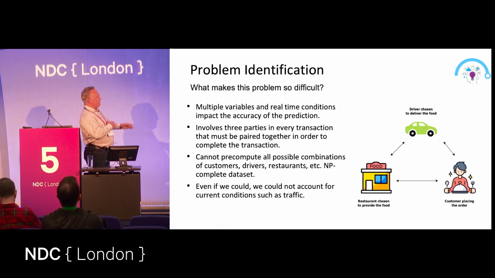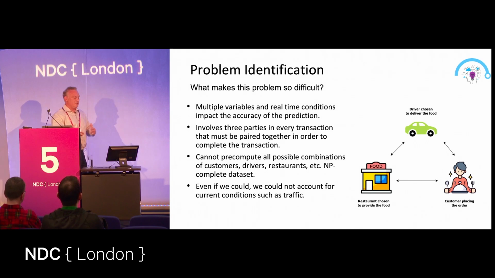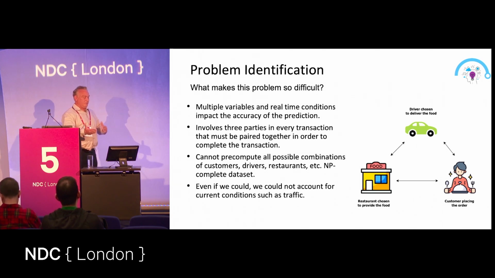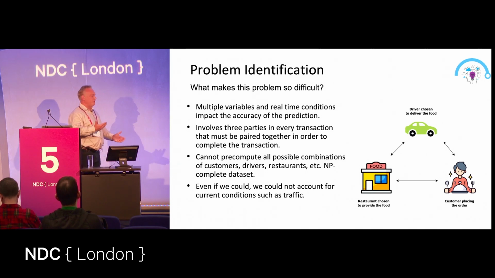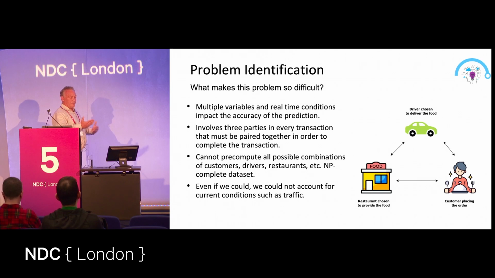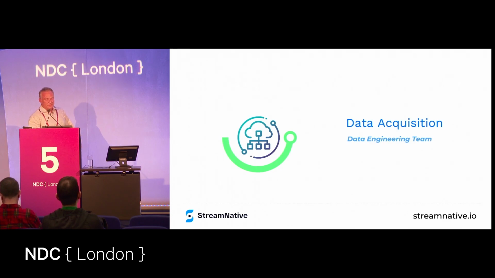You cannot do these things. Our goal is to pair a driver with a restaurant, with a customer who pops up ad hoc, and we can't possibly pre-compute all these values. It's an NP-complete data set, and even if we could, you can't account for current conditions, right? The traffic today versus yesterday, and on Friday with weather and everything else, you just can't account for that. So it has to be done online. You have to do it with real-time data.